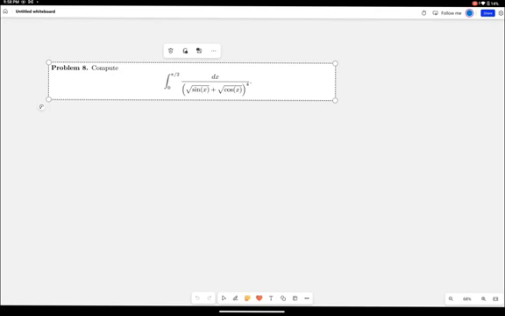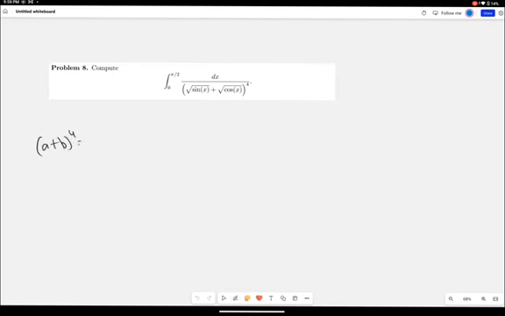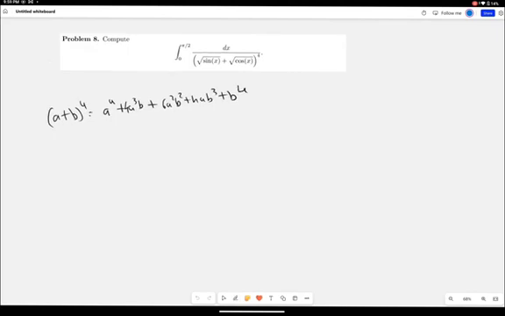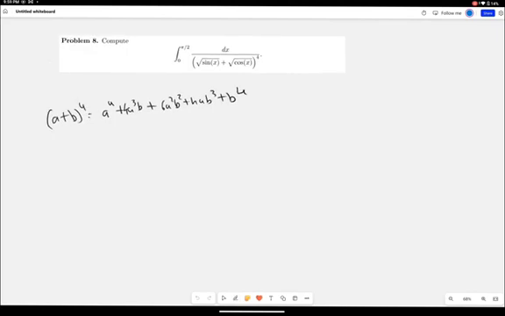expand the denominator. So if you remember the general formula of a plus b to the power of 4, it goes something like this. a to the power of 4 plus 4a cubed b plus 6a squared b squared plus 4ab cubed plus b to the power of 4. So if you put a as square root of sine of x and b to be the square root of cosine of x, we can expand the denominator as follows.